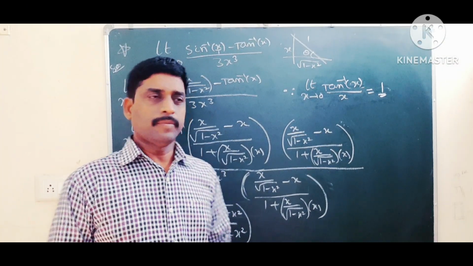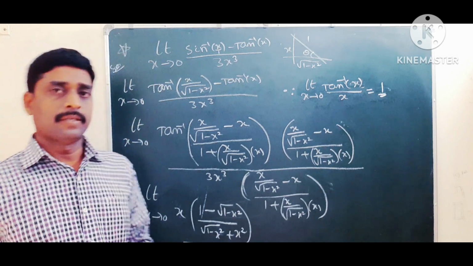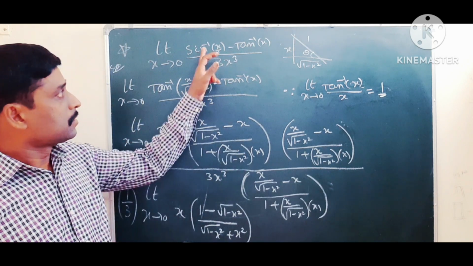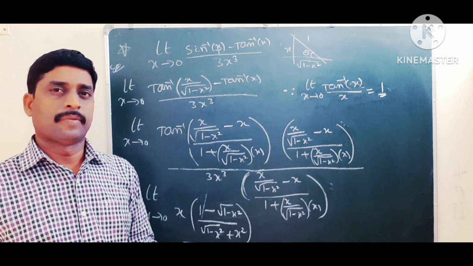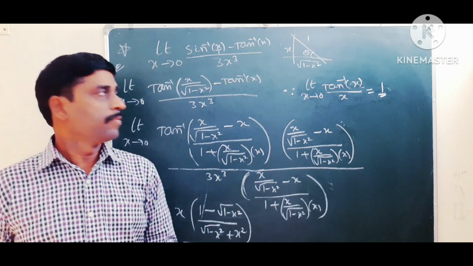Let us go to the next problem. So what is the statement here? Limit x tends to 0, sin inverse of x minus tan inverse of x by 3x cube. How can we compute this problem?